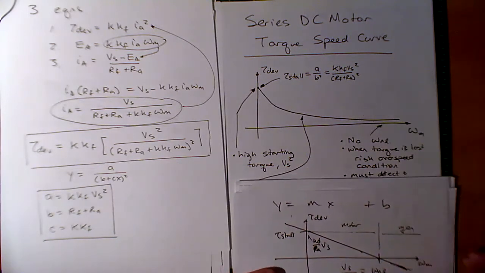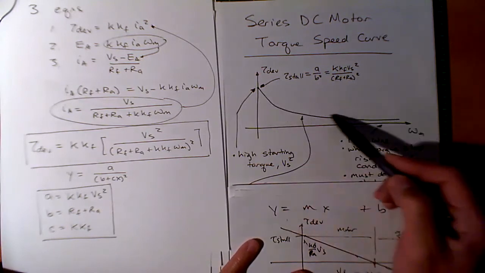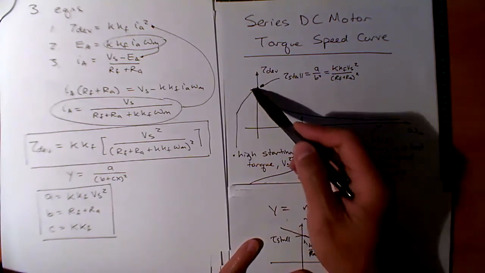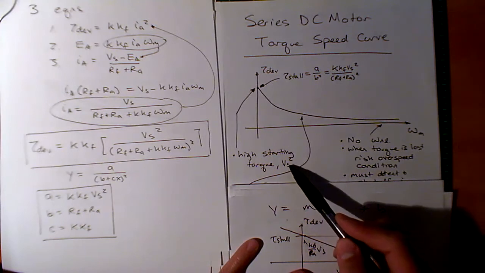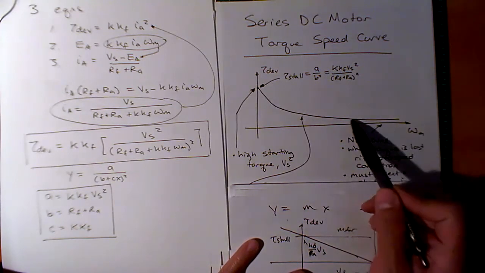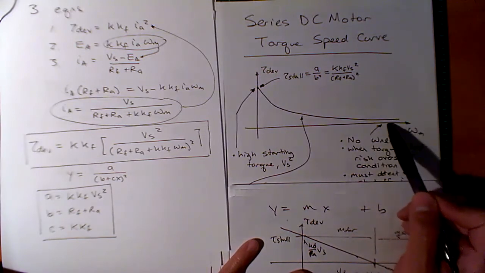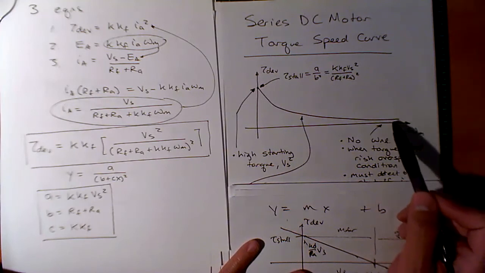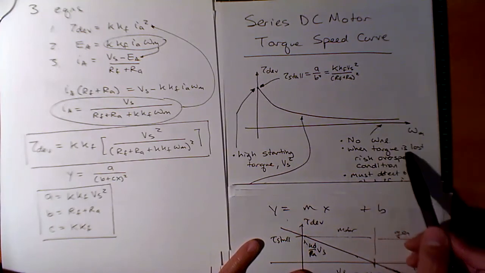We can see here that we have a high starting torque because it peaks up as proportional to IA squared, or VS squared in this case, if you're looking at it from the perspective of voltage. No load speed. This is a very dangerous characteristic of a series motor, especially a very large series motor, because when the torque is lost, right?